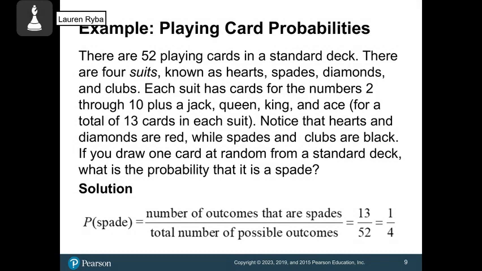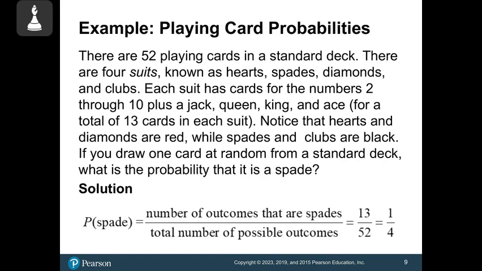Another example, there are 52 playing cards in a standard deck of cards. There are 4 suits known as hearts, spades, diamonds, and clubs. Each suit has cards for the numbers 2 through 10, and then a jack, queen, king, and ace, for a total of 13 cards in each suit. So that means there will be 13 hearts, 13 spades, 13 diamonds, and 13 clubs. Also know that the hearts and diamonds are red cards, and the spades and clubs are black cards.